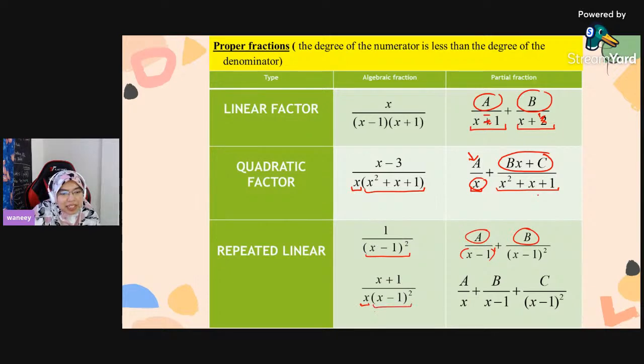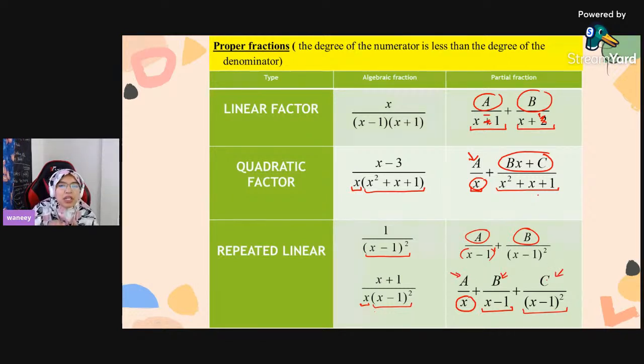This is repeated linear. So when we separate them, we separate for x first, and then for x minus 1, they are repeated. So firstly, we write down x minus 1 to the power of 1, and then x minus 1 to the power of 2. If you have a cube, then you have to proceed until x minus 1 cubed. And then everything is simply a linear or repeated linear, so at the top, they are always a constant.